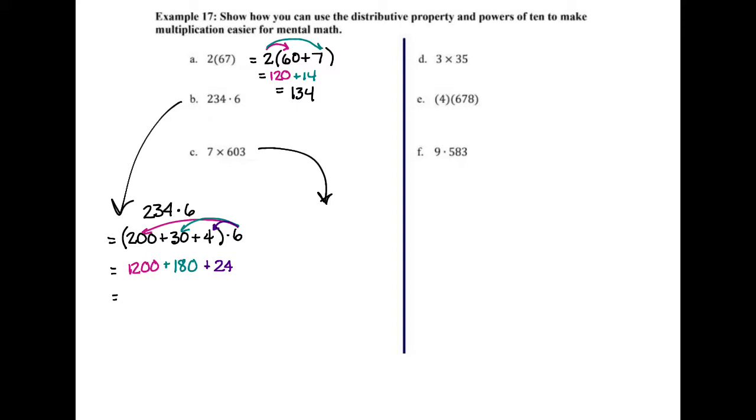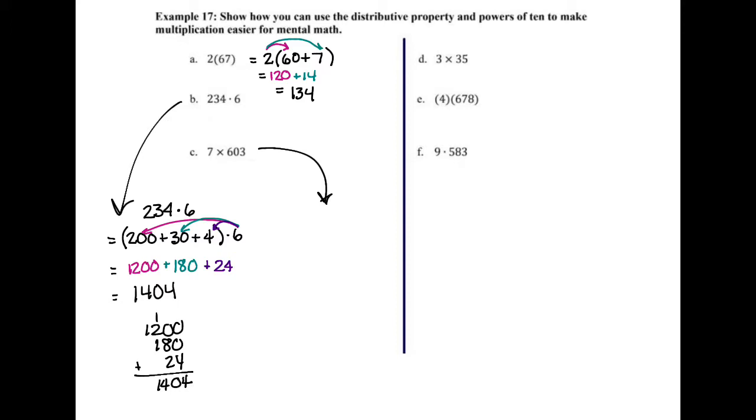So is this easier? Possibly not. But it does help you understand how you can use the distributive property and the powers of 10. Okay, so adding straight down now. So it's 1404.